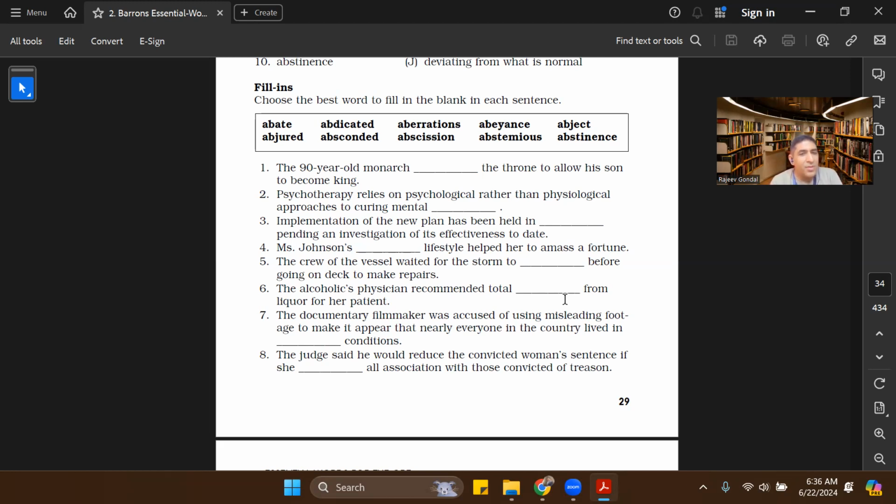Pitiful, and the word that's abject. The judge said he would reduce the convicted woman's sentence if she abjured all association with those convicted of treason. So if she gives up all association with bad people, the judge will reduce the sentence. To formally say no to something is to abjure, which we discussed a lot. So the word is abjured.